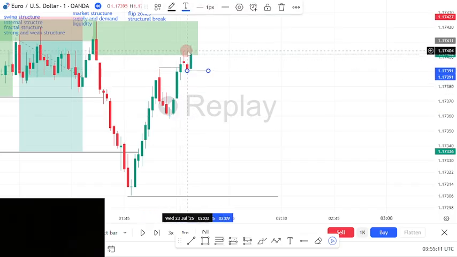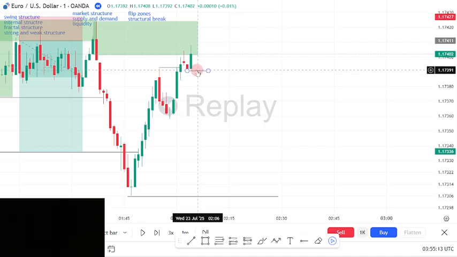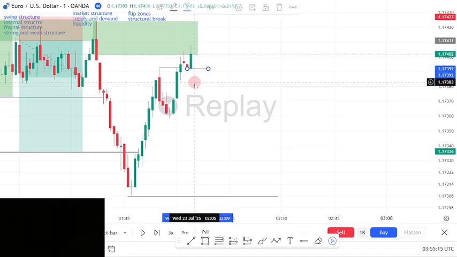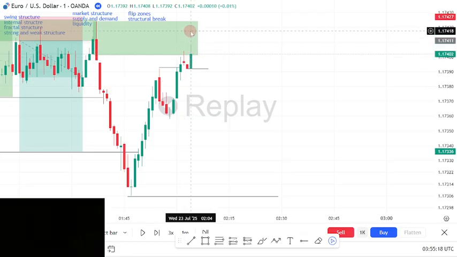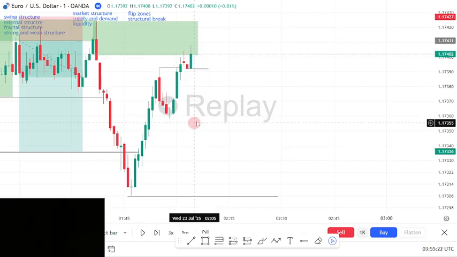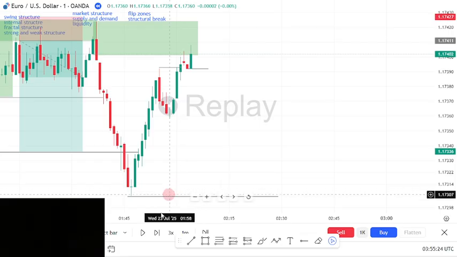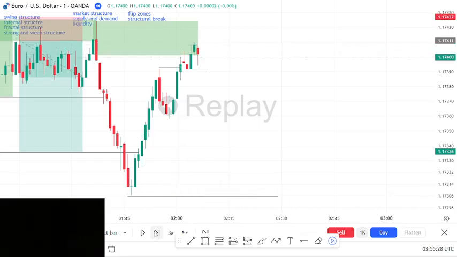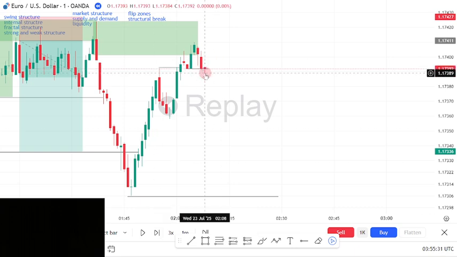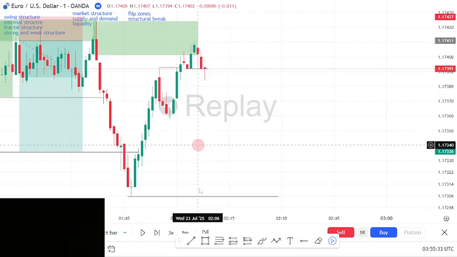The price broke above this. So when price breaks above this one, I expect continuation. I expect this low to hold. The moment this low breaks, it is a change of character. It means the fractal structure is continuing. This is a change of character.